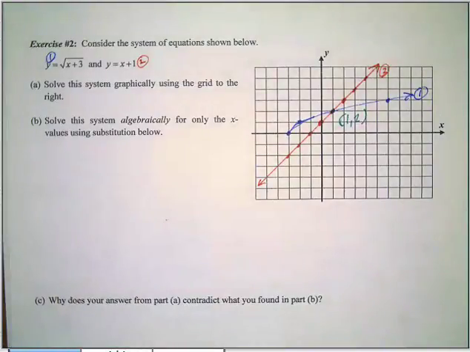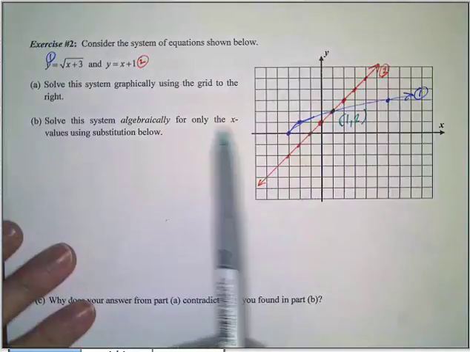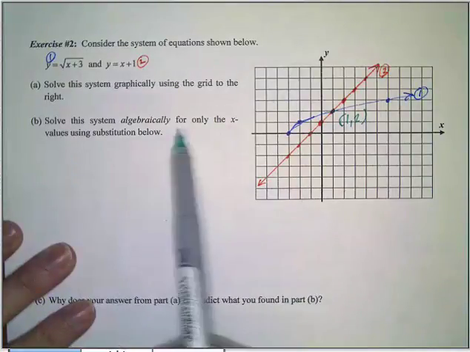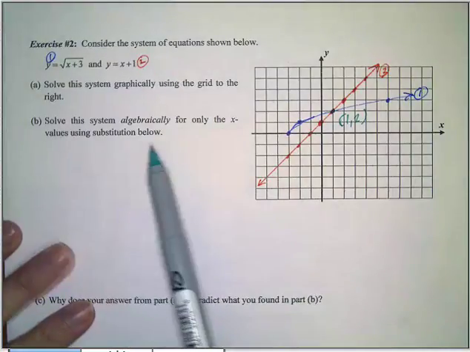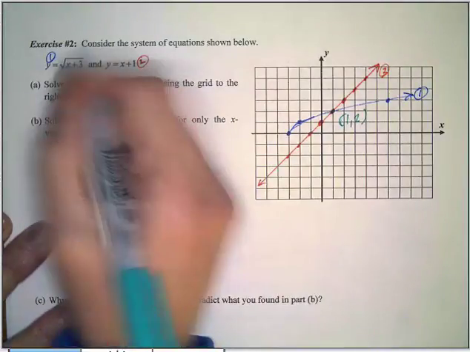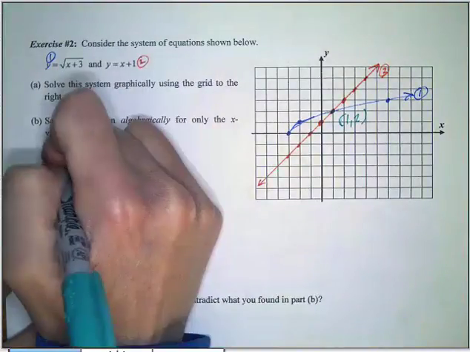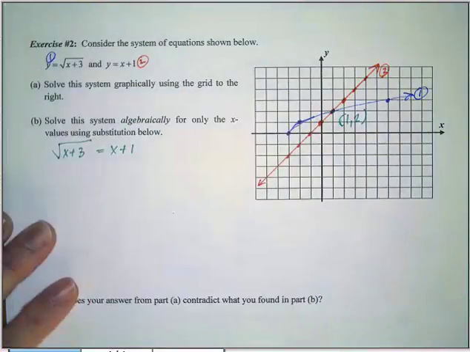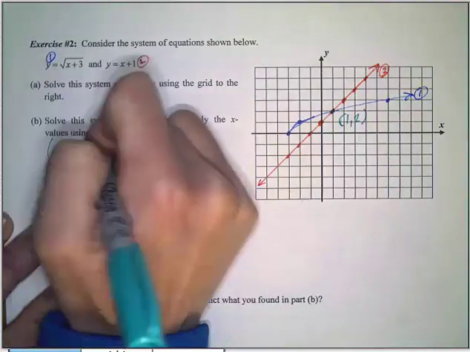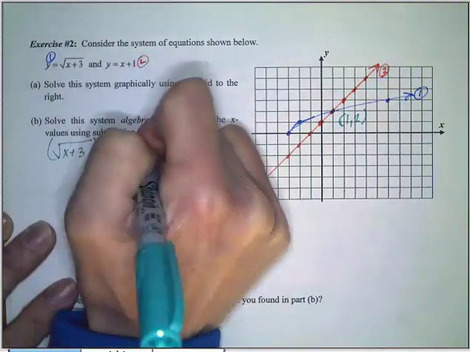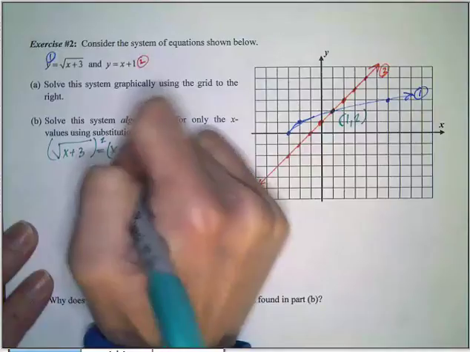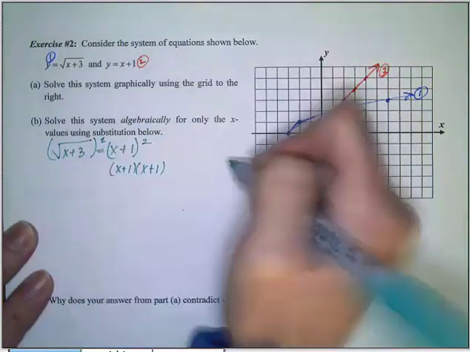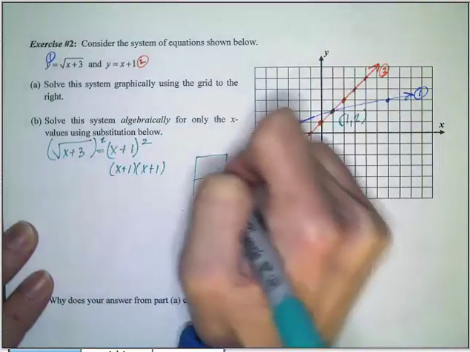And now it tells me to solve it algebraically, and it asks me for only the x values using substitution below. So I know they're both equal to y, so therefore they're equal to each other. Notice again, the radical is isolated, so I'm going to square both sides. I'm going to write this binomial twice, and I'm going to use my box to multiply.